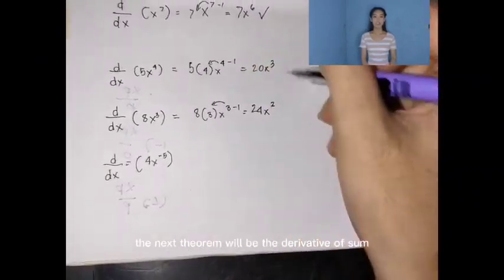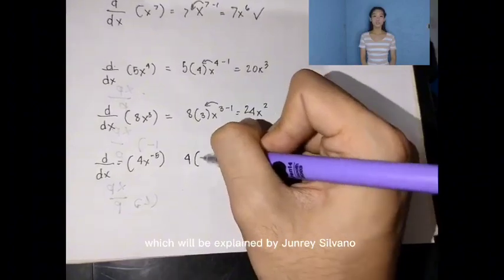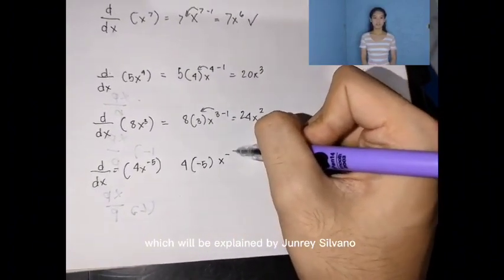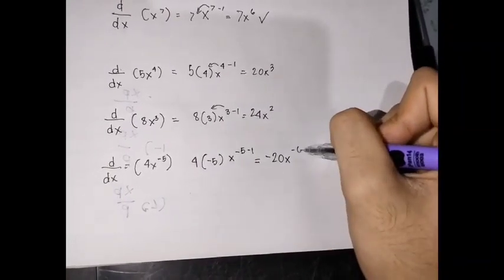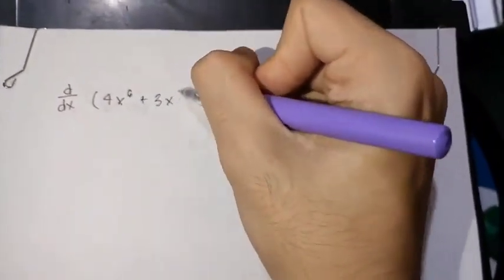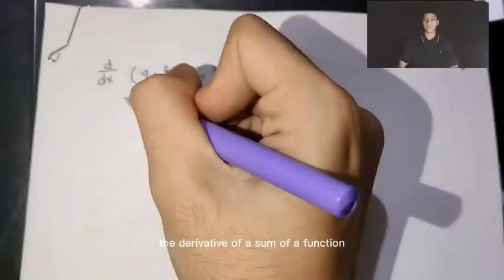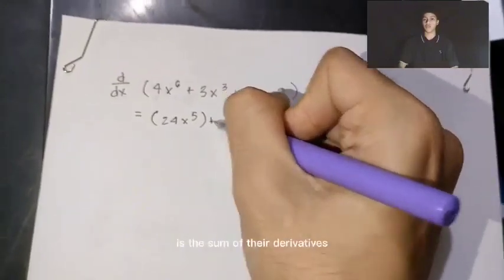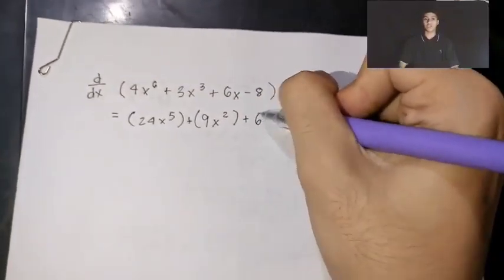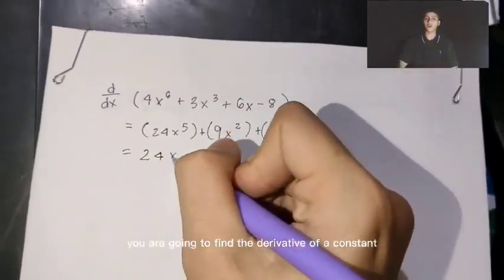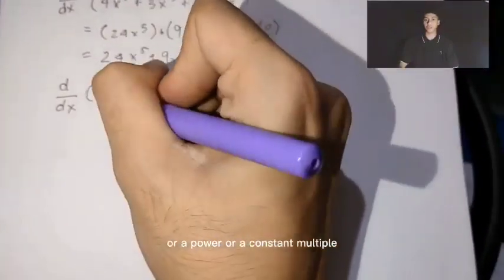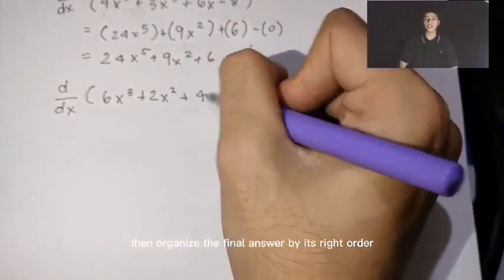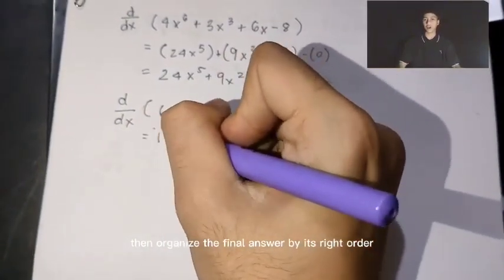The next theorem will be the derivative of sum, which will be explained by Junior Sultana. The derivative of a sum of a function is the sum of their derivatives. To simplify, first you are going to find the derivative of a constant or a power or a constant multiple. Then organize the final answer by its right order.